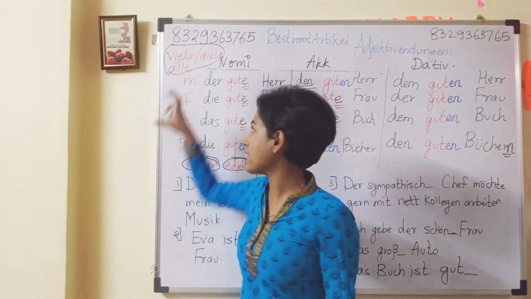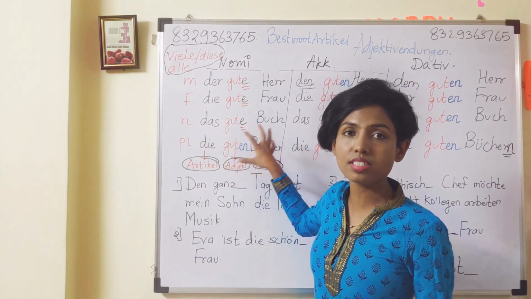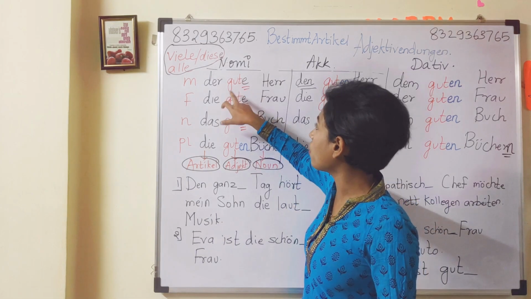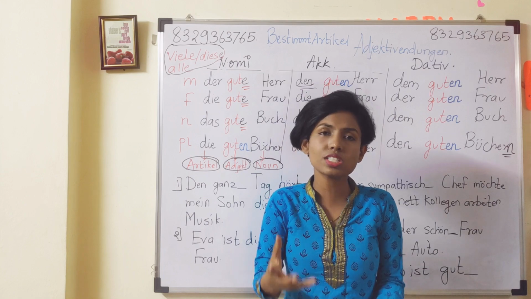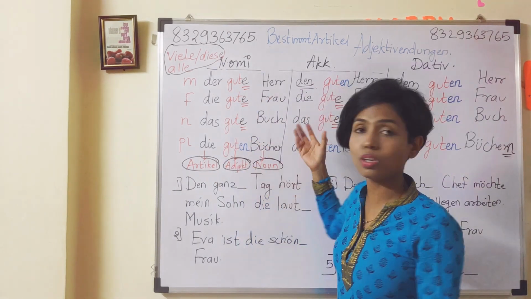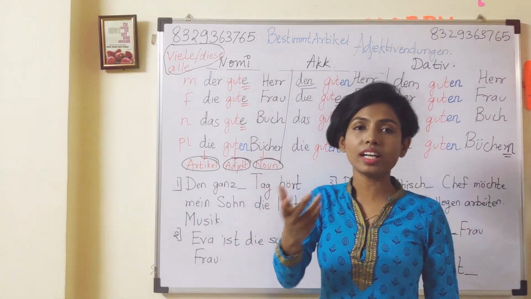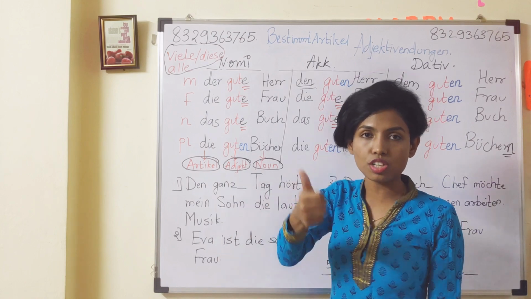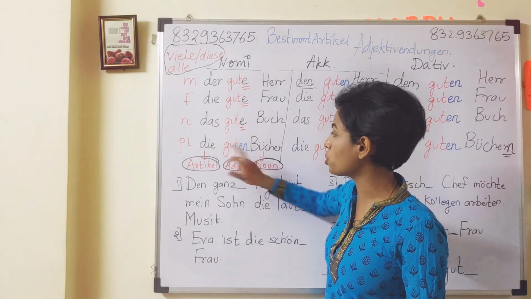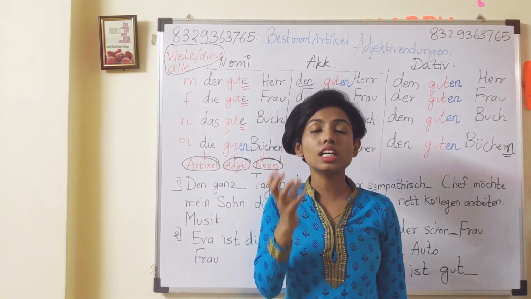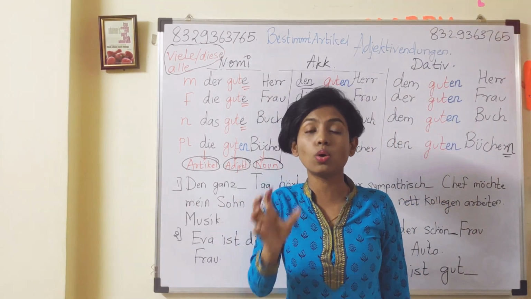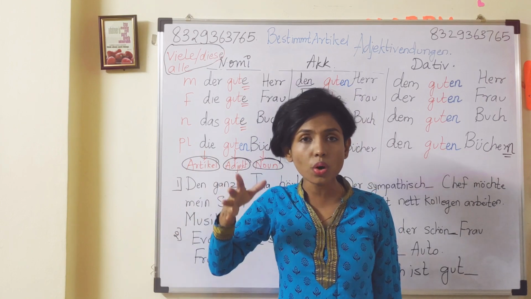After writing these articles, leave some space over there. Over there, write any particular adjective whichever you like, just for knowing the particular chart. Now, I have written the word gut, which is very easy. Good, good, good, good. I have written it. Then, in front of them, I have written the nouns, whichever nouns you know. This particular noun is masculine. You know it, write it.